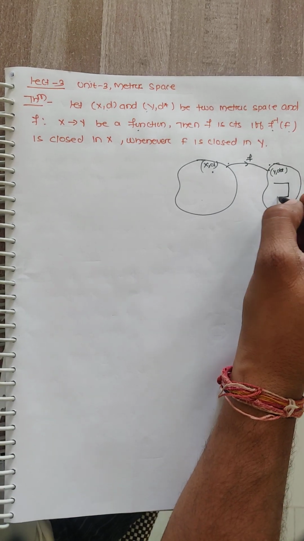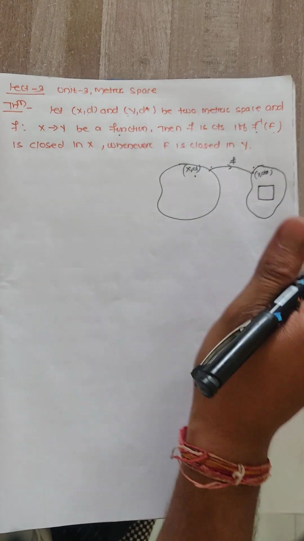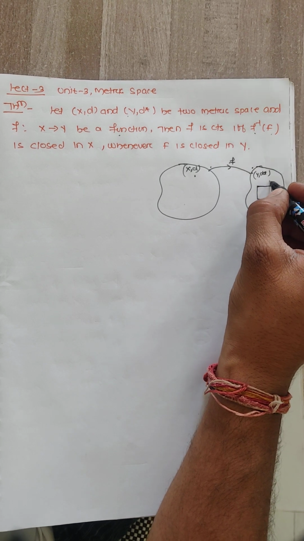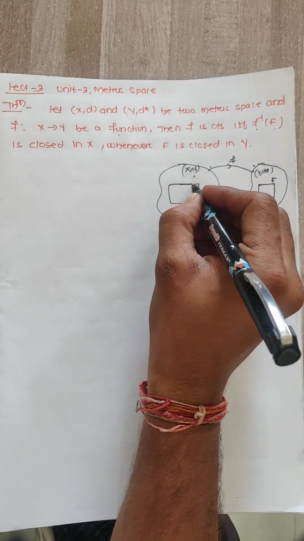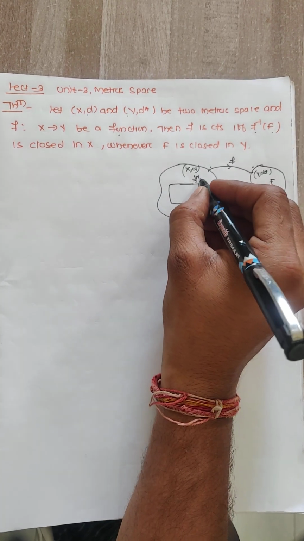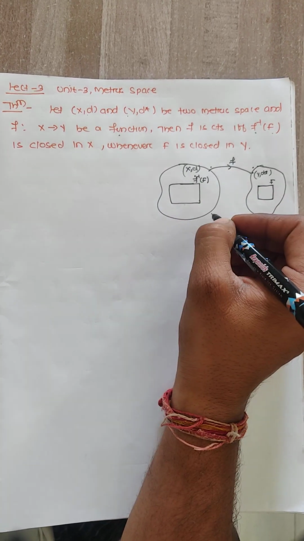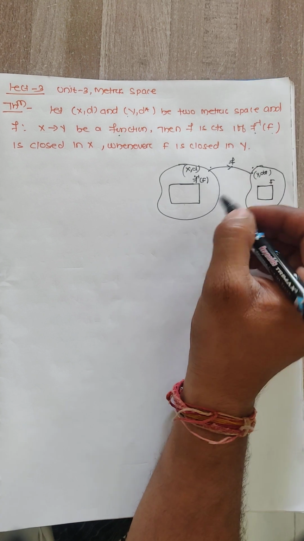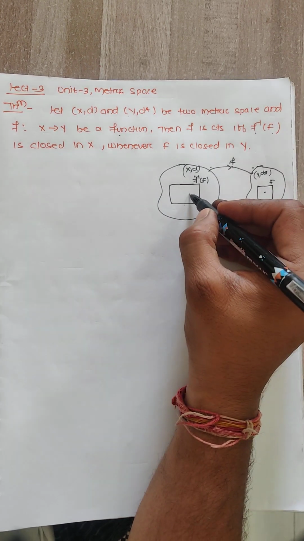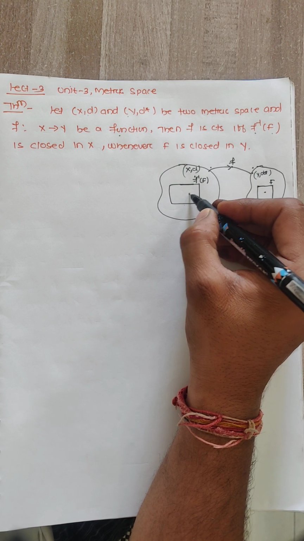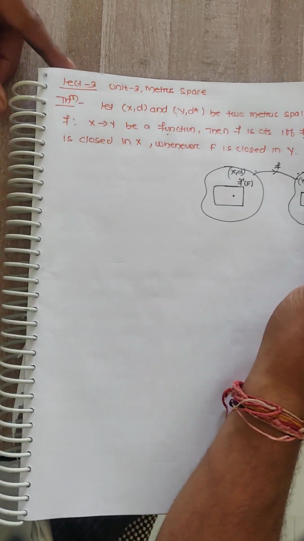Whenever F is closed in Y, the inverse image of that is also closed in X whenever f is continuous. The same thing: whenever F is closed, if f inverse of F is closed in X, then f is continuous. So we'll prove this.